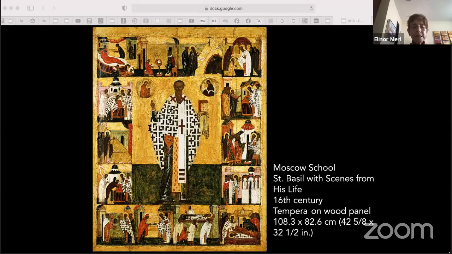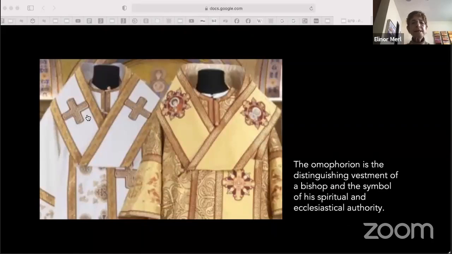Well, he's depicted in icons as thin and ascetic with a long, tapering black beard. Another distinguishing feature is the omophorion around his collar. In the Eastern Orthodox and Eastern Catholic liturgical tradition, the omophorium is the distinguishing vestment of a bishop and the symbol of his spiritual and ecclesiastical authority.